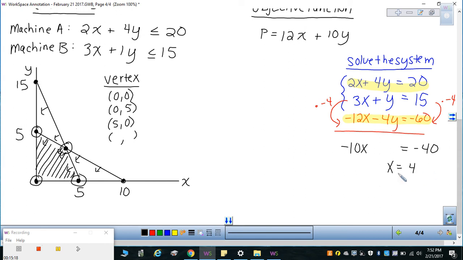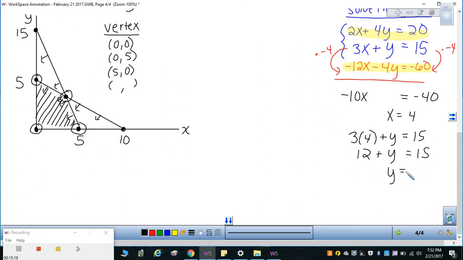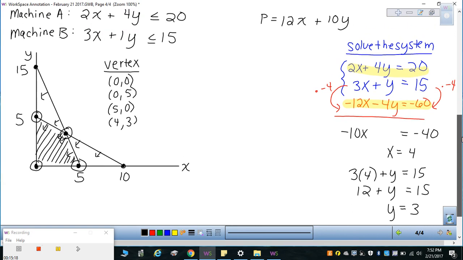Now we'll want to plug it back into either one of the original equations. I'm just going to plug it into the second equation. So we have 3 times 4 plus y equals 15. So we end up getting y equals 3. So these are the x and y coordinates of that last vertex point, the point of intersection between those 2 boundary lines, 4, 3.